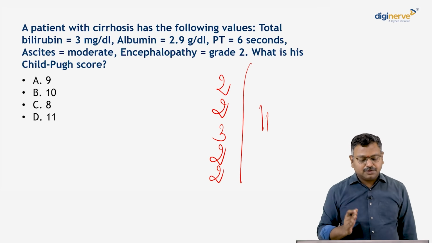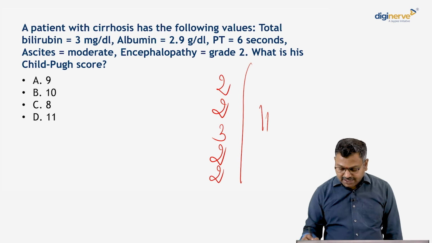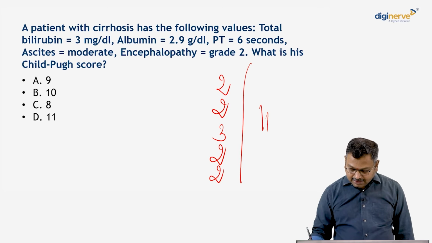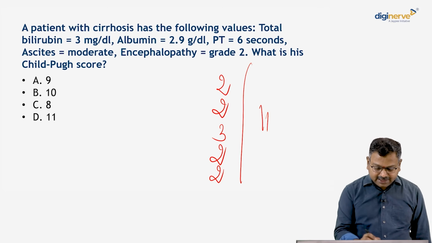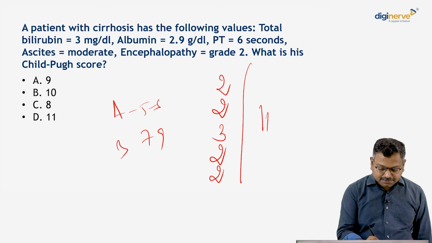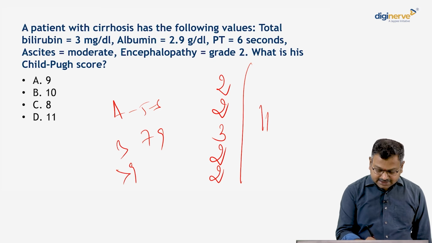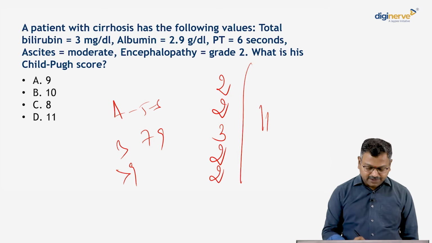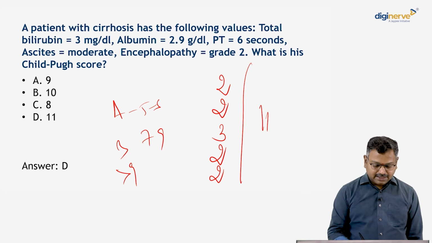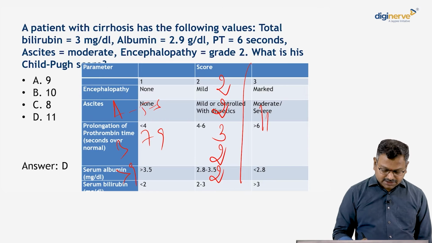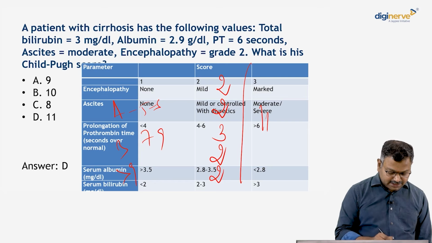So poor prognosis, CPT stage 3 it goes into. So it's a prognostic scoring that we use there. We say class A when it is 5 to 6, 7 to 9 is class B, and more than 9 is considered as class C. So Child-Pugh C, this patient, very poor prognosis, requires hepatic transplantation that is needed. So this is the grading system that we are using here.